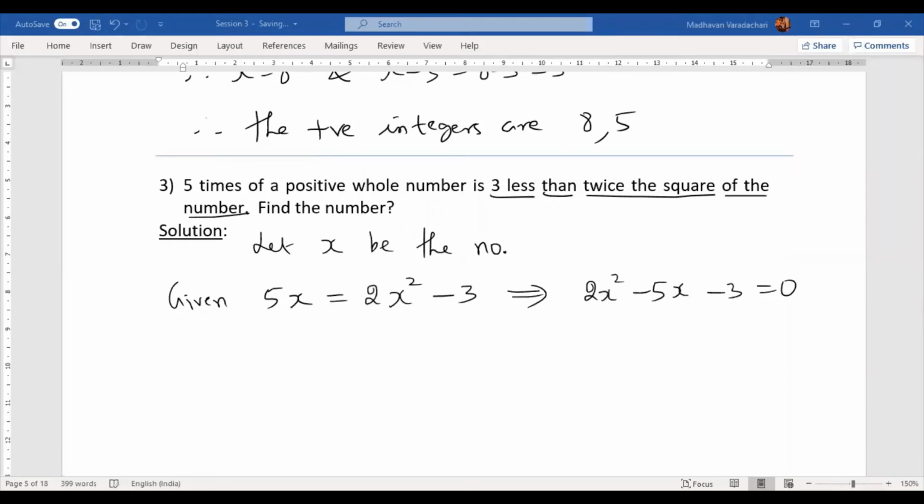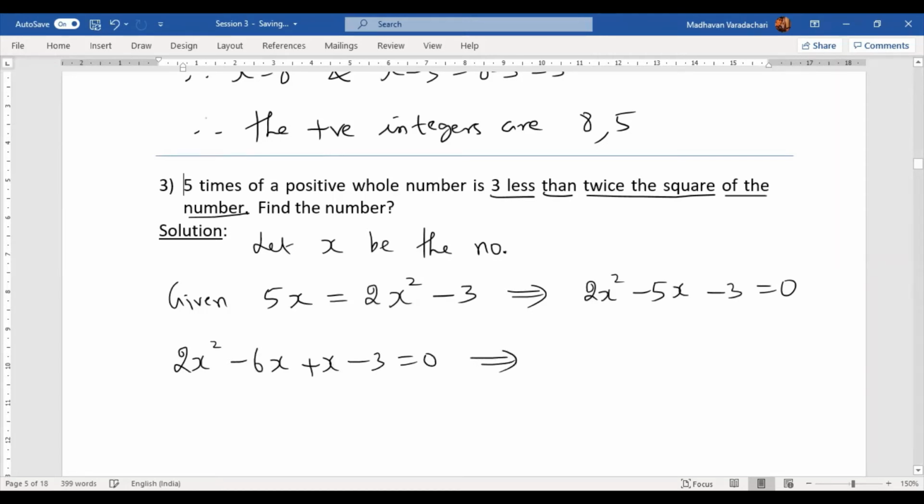Okay, so now let us again do factorization. I can rewrite this as 2x square. I know the split of negative 5 should, if I multiply, I should get minus 6. So I will keep this as minus 6x plus x. Minus 6x plus x will give you minus 5x. And then minus 6 into 1 will give you minus 6. So minus 3 equal to 0.